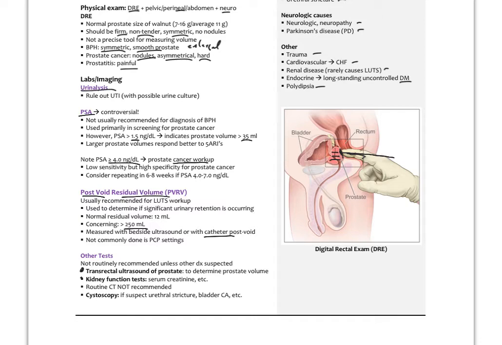Kidney function tests would be ordered if you suspect any degree of hydronephrosis. A routine CT scan, unless you suspect prostate cancer, is not recommended. And then cystoscopy, and that's where we put the scope up the urethra to look at the bladder, is only going to be indicated if we suspect urethral stricture or bladder cancer and so forth. So those would be more specialized tests in more limited circumstances. So that's the basic workup for BPH.